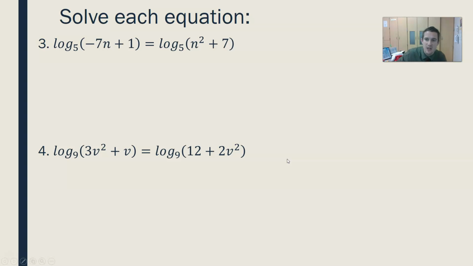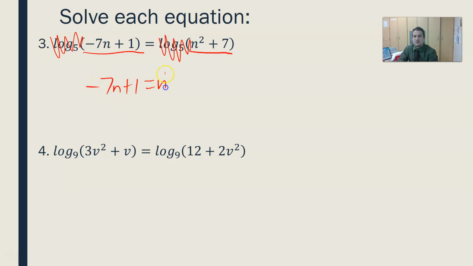Okay, let's look at a couple other examples. So here I have log base 5 of this equals log base 5 of this. Since I have the same base logarithm on both sides, I'm only concerned with what's inside the parentheses. So negative 7n plus 1 equals n squared plus 7. So notice here, I have an n squared term. See this? I have an n squared term. So that means that this is going to be a quadratic expression.